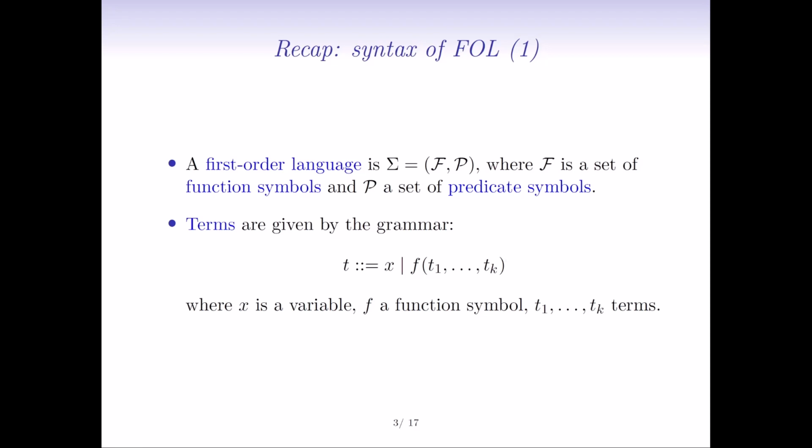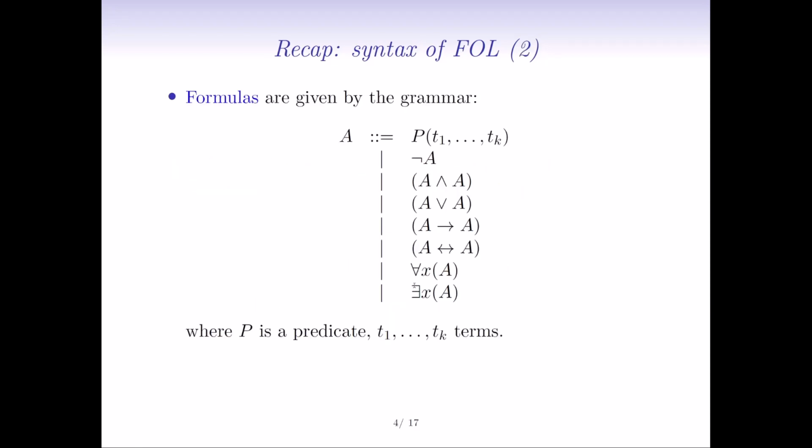Note that as a consequence of this definition, if the arity of a function symbol is 0, then it doesn't take any arguments, and of course then it's a constant symbol. So this definition also implies that any constant symbol by itself is a term as well.